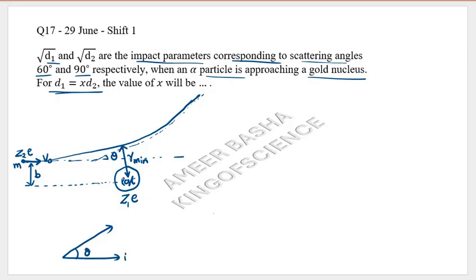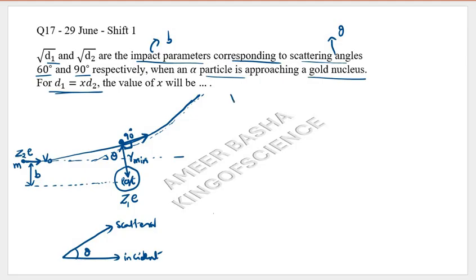We can call it the incident direction and the scattered direction. This theta is the scattering angle and this b is the impact parameter. This is the minimum separation between the projectile, the alpha particle, and the nucleus. As the nucleus is heavier, we can think of it as at rest. At this instant it makes an angle of 90 degrees here. So how will we solve this problem?